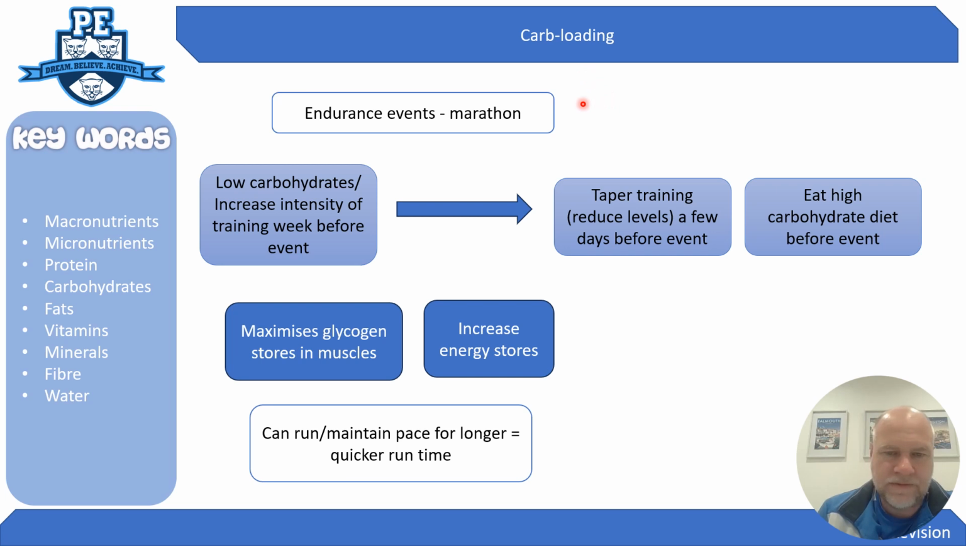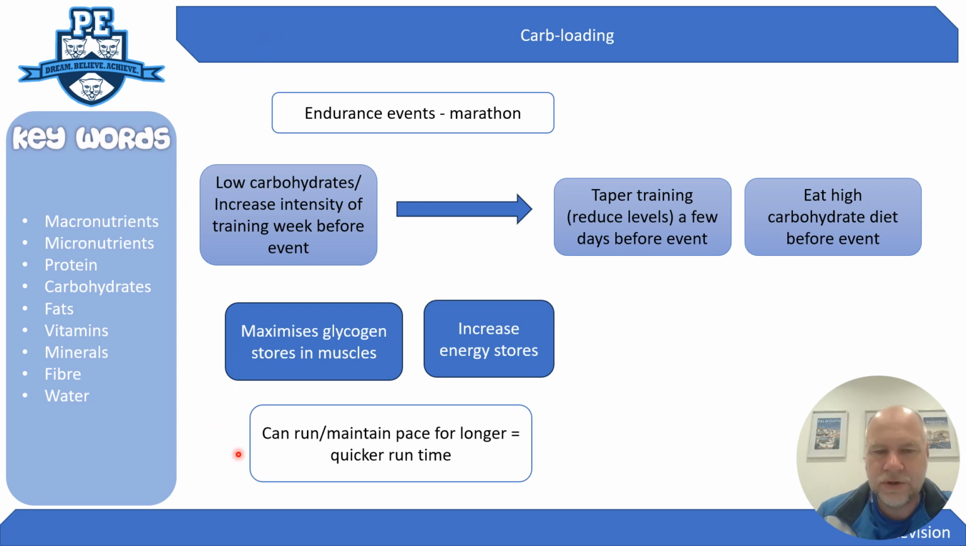So the first thing, you would talk about who would use it. The marathon runner, the endurance runner, the long distance cyclist, someone who is performing for a longer duration of time. And straight away you can put in there why that person would use it. So they would use it so they can run or maintain their pace for longer and therefore get a quicker time. So you're saying who's using it and how it's going to impact their performance. So you can link those 2 points in straight away.